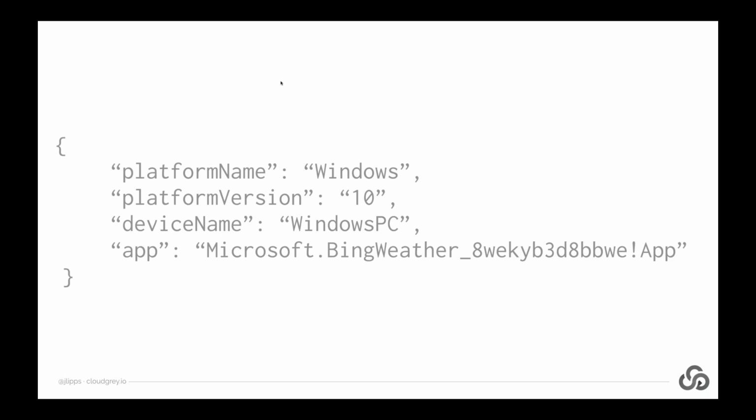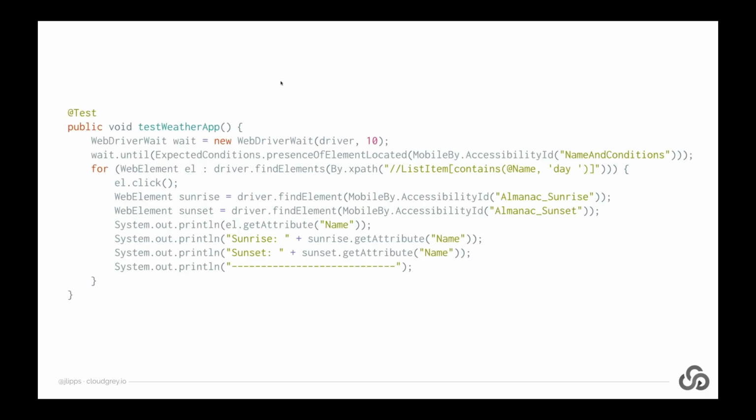Device name is Windows PC, and then here's an example of an app. In this case, it's the weather app that comes with Windows 10, and this was the ID that I found using the Get-StartApps command. And this is what a test could look like of the weather application on a Windows machine. You can see it looks basically like any other Appium test. We're finding some things by accessibility ID, some other things by XPath.